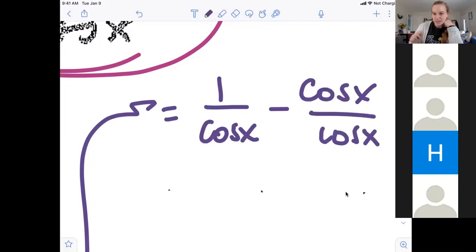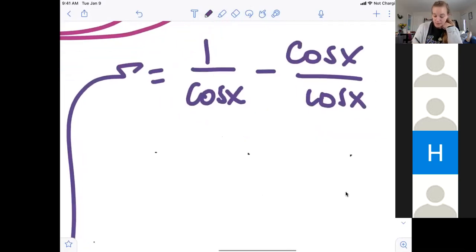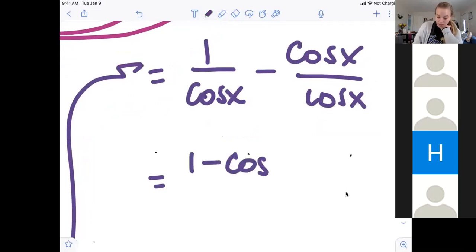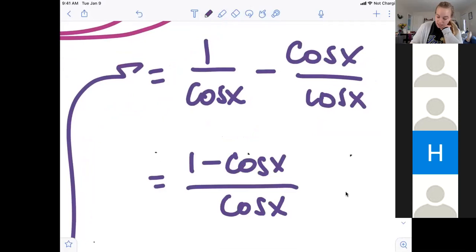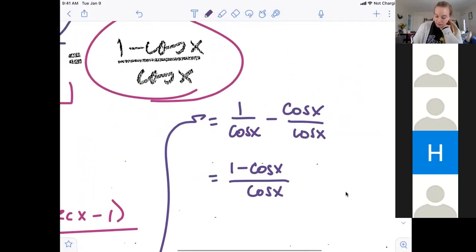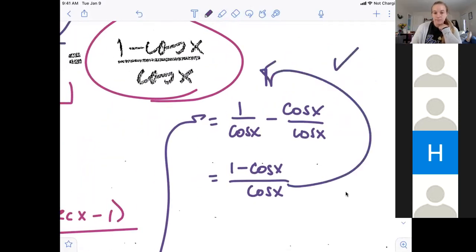Now you might have skipped this step and gone right to writing them all together, and that's totally fine, but I didn't see that until now. So now I'm going to write 1 minus cos x over cos x. Like denominators means I can make it one fraction, and that's what I wanted. I did it.